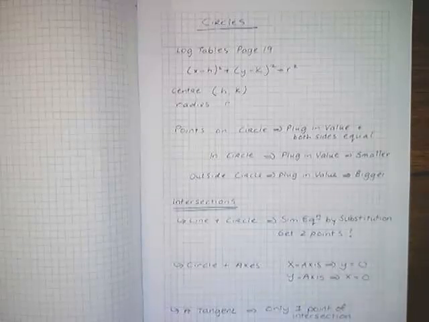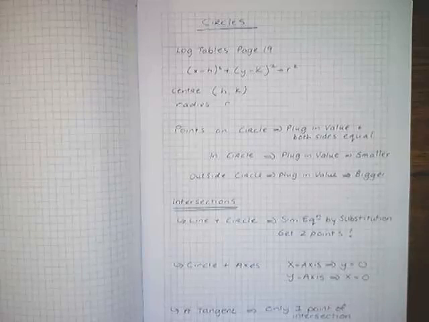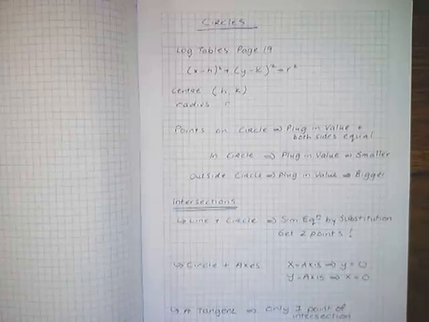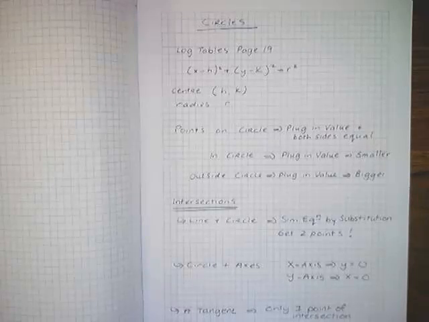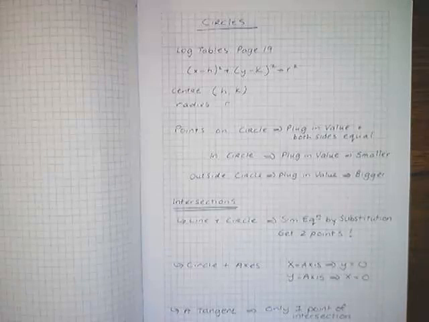Other things you have to do is find out whether points are on a circle, in a circle, or outside a circle. If they're on the circle, you plug in the values for the point: instead of writing x, you write in the value, and instead of writing y, you write in the value. If it is on the circle, both sides of the equation will be equal. So your (x − h)² + (y − k)², when you plug in the values, will equal the value you had for r².